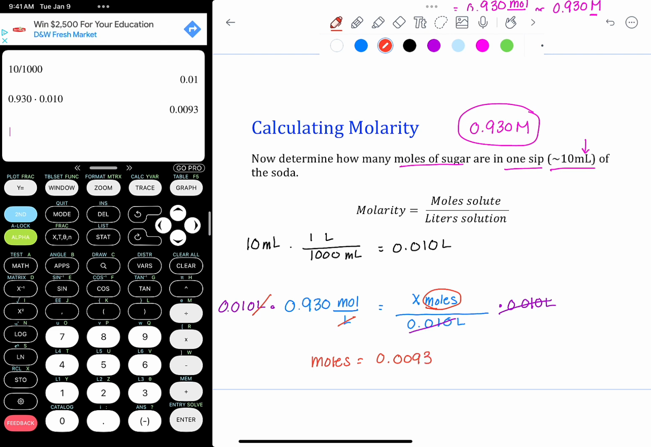0.0093 moles. With sig figs, this would be 0.0093 moles. So we took our known molarity and our known volume and used that to solve for moles. We could also do the same thing if we knew moles and knew molarity, we could solve for volume. Again, this is one of those equations where if you know two of the variables, you can solve for the third.